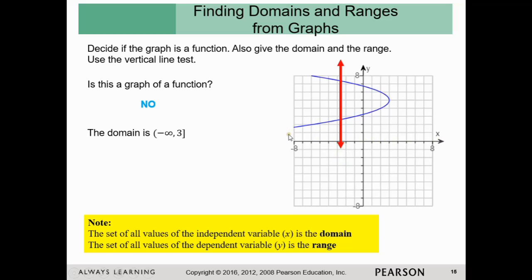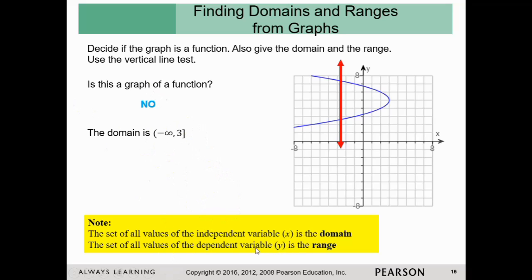So the domain is, remember, this goes on forever to the left, right? So negative infinity up to this point here, right here, on the tip of this graph. So 1, 2, 3. So it goes up to 3, and it includes 3. So we put a bracket around 3. That's the domain. Then it asks for the range.